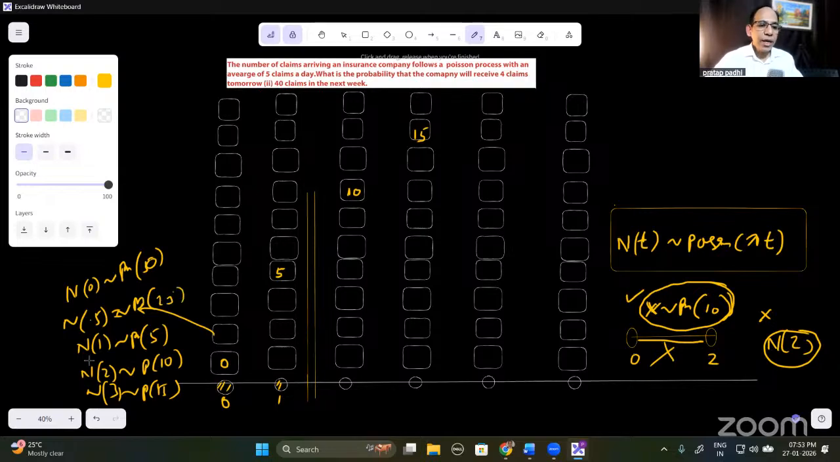At any point, that means you want to study up to 1.5. At any point you can find. Okay. Now let's solve this problem. Then we'll go to waiting time.